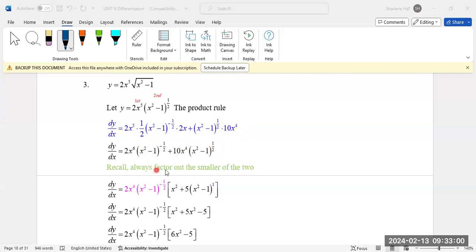And recall, always factor out the smaller of the two. You cannot go wrong if you follow that rule. You can't go wrong if you follow that golden rule. Factorization means that you are factoring out the smaller of the two. No other way.